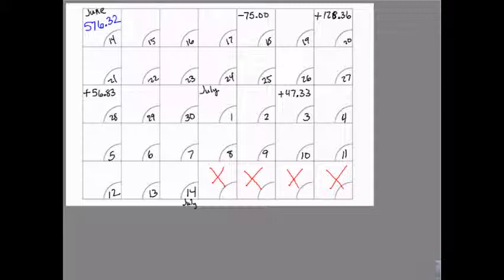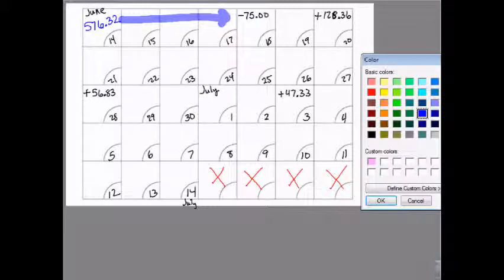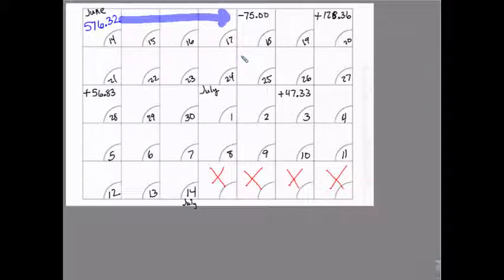We're going to stay at 576.32 up until this point, in which case we're subtracting. So we take the 576.32 and we subtract $75, which puts us at 501.32.